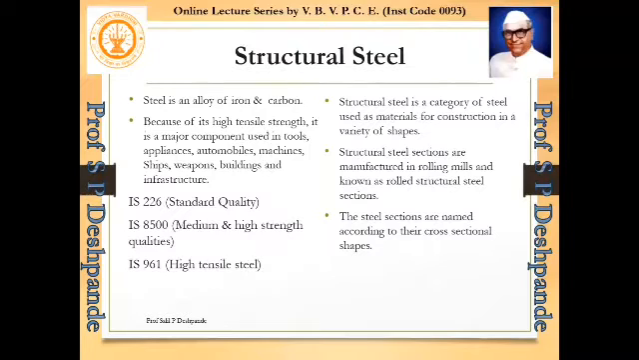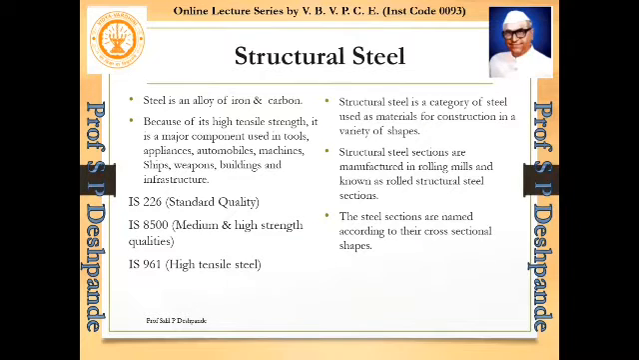Now, to maintain the quality of the steel, there are mainly three IS codes: IS 226, IS 8500, and IS 961. First is for the standard quality that we use. Then IS 8500 is for medium and high strength quality, which is used only on the specific jobs. And 961 is only specifically for high tensile steel. Okay, so where you need high strength steel, it has some additional quality parameters which will be as per IS 961. Now this is about general steel.